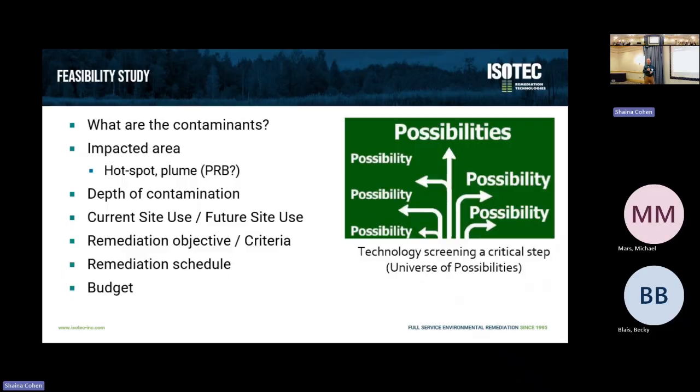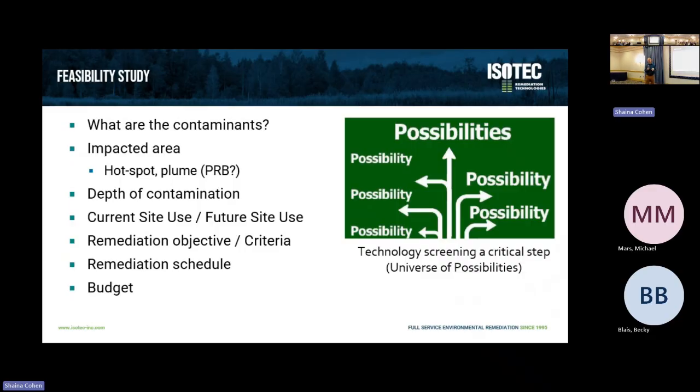And then that'll also help to determine what our objectives are and what criteria we may be looking to go after. And the technology screening step is a really important part of that, at the front end of the feasibility study, starting with the universe of possibilities.